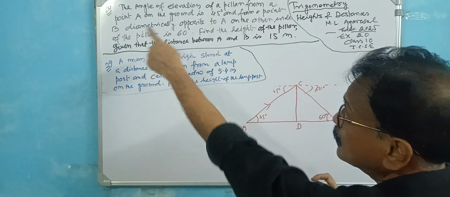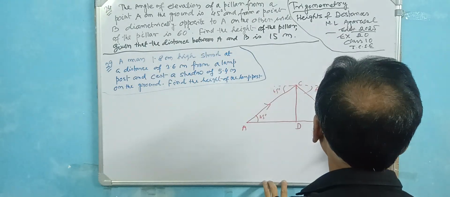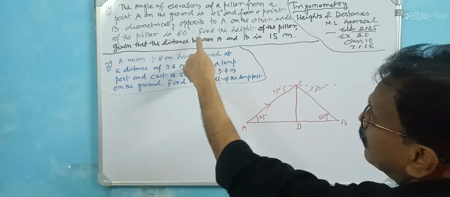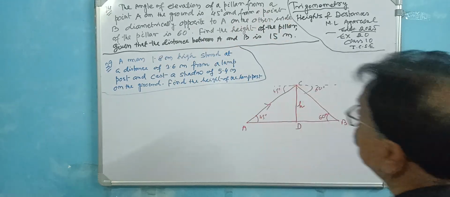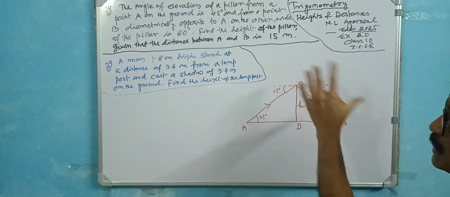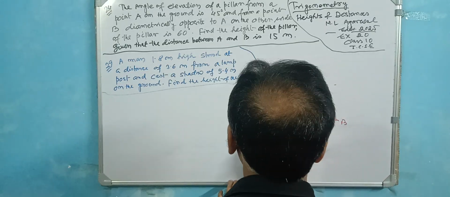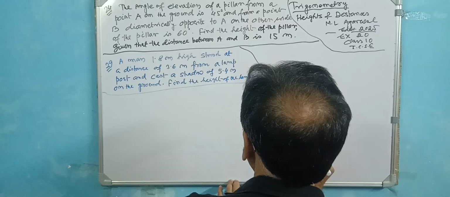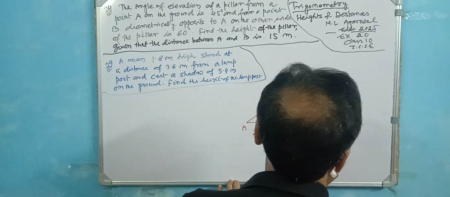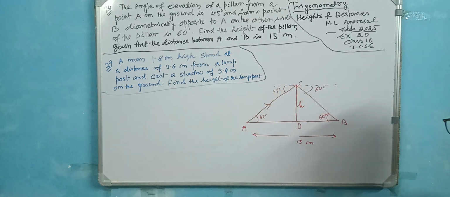This is B, the pillar. Find the height of the pillar. Height means this is H, suppose. Given the distance between A and B, from here to here, is 15 meter. Drawing is very important. First, this is the drawing. Now the height of the pillar.